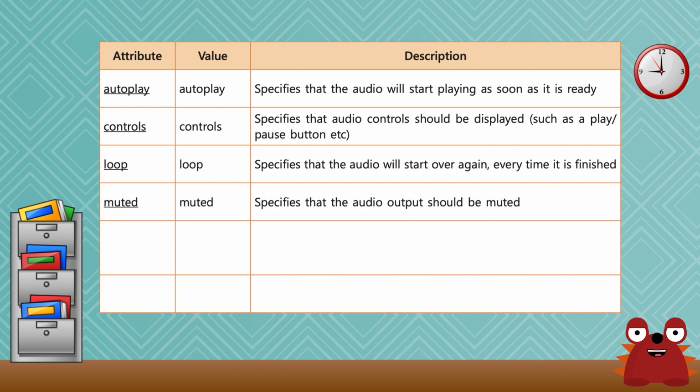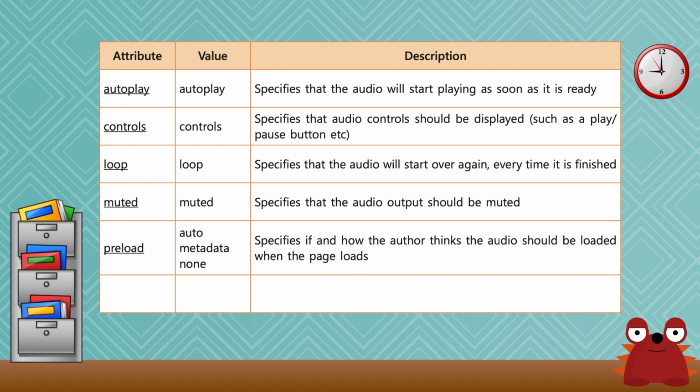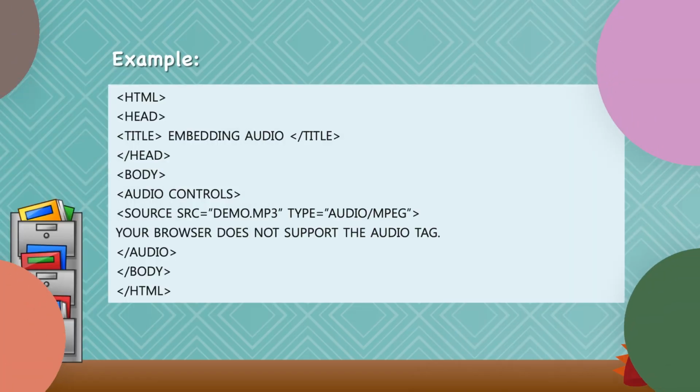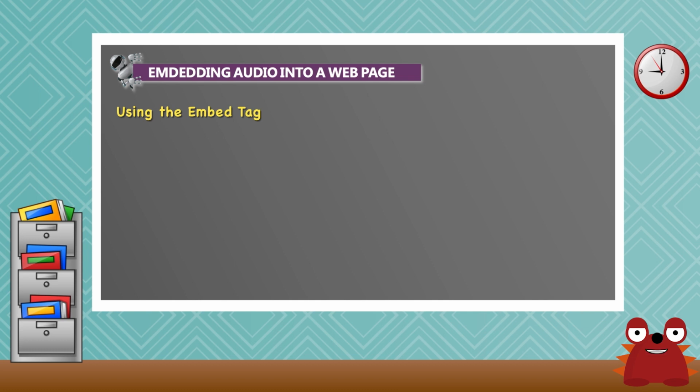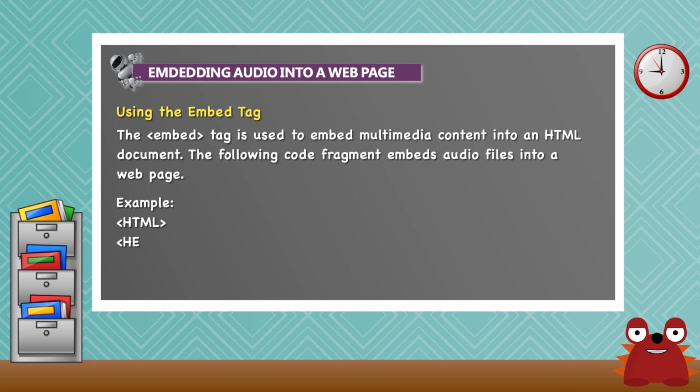Muted specifies that the audio output should be muted. Preload, with its values being auto, metadata, none, specifies if and how the author thinks the audio should be loaded when the page loads. Src, with its value being URL, specifies the URL of the audio file. Here is an example. Next, using the embed tag. The embed tag is used to embed multimedia content into an HTML document. The following code fragment embeds audio files into a web page.